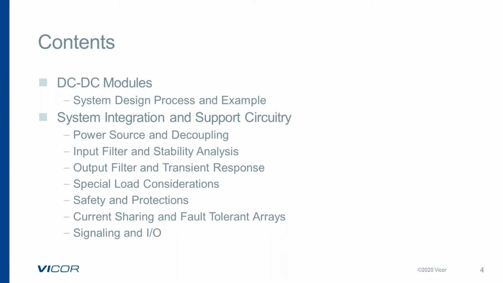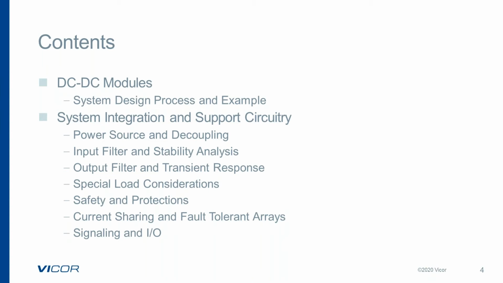After we've selected the DC to DC converter modules, there may be support systems and circuitry needed to round out the power system. We'll look at power sourcing, characteristics and decoupling, input filter and stability analysis. Many power systems will need to meet EMI specifications and transient requirements, so we'll have to make sure that is included within the DC to DC power system. Output filtering and transient requirements as well will be taken a look at.